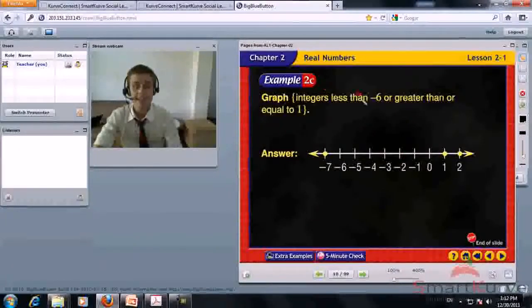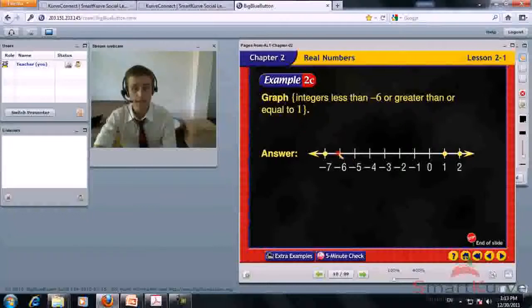Graph integers less than -6 or greater than or equal to 1. The first thing you do, integers less than -6. So here's -6. It says less than -6, so you do not put a dot on -6. You start on -7, and you also put the shade on the arrow towards the left. That means that it continues indefinitely on integers less than -6, -7, and continuing on towards the left for all integers less than -6.